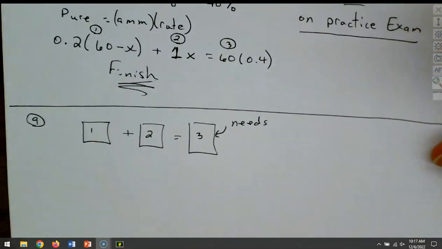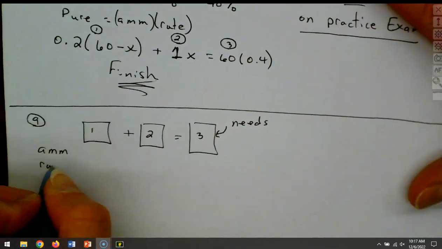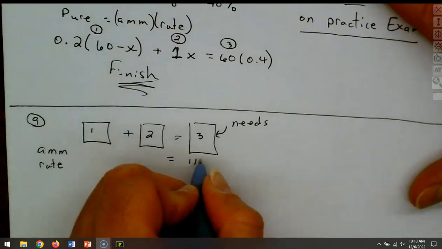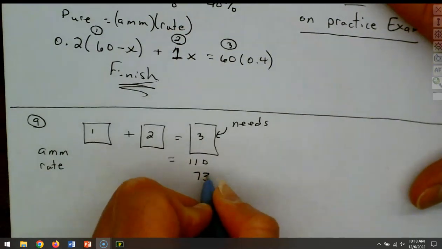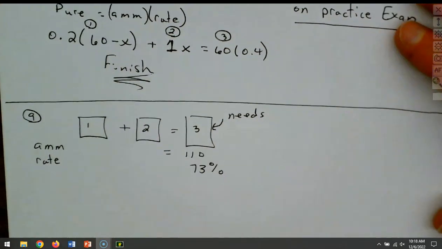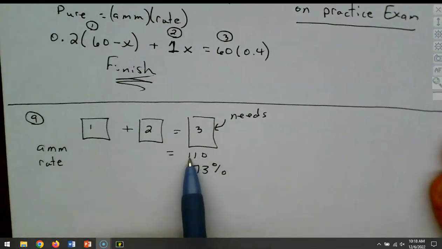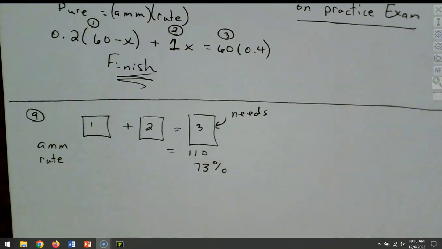So that's what we need. Okay, that's the needs right there. We've got an amount, and we've got a percentage rate. We want to end up with 110 milliliters for the amount, and we want it to be a 73% solution. Is everyone okay with that? Why did it go in box 3? Because that is the needs, and that's what you want to end up with at the end. This is box 3. That's what we want at the end. So when we're done mixing, we should get box 3.